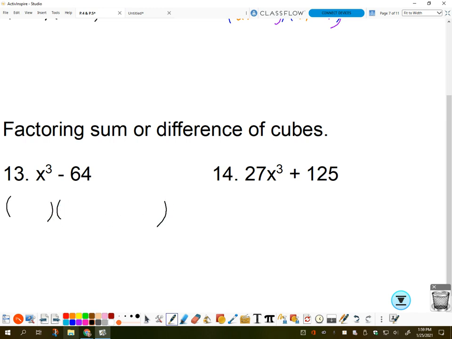Instead of 2 binomials, like with the difference of squares, you're going to get a binomial and a trinomial. All right, so the binomial is always the cube root and the cube root. All right, so if you think about this, this is x to the third. This is 4 to the third. Okay, that's what 64 is, 4 to the third. So all you did were their cube roots.